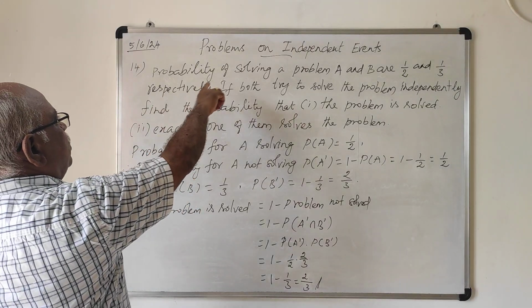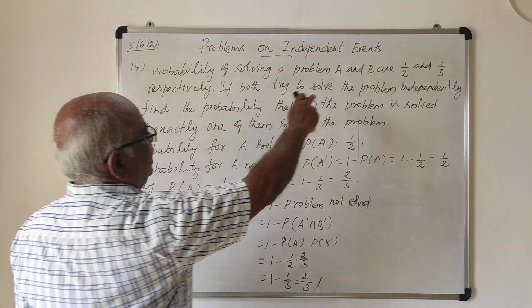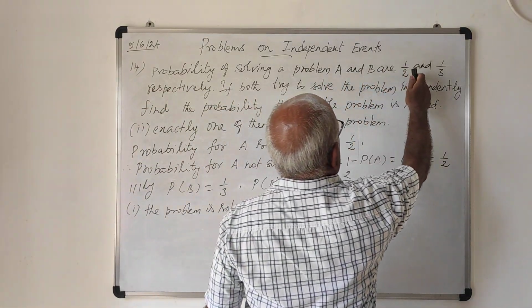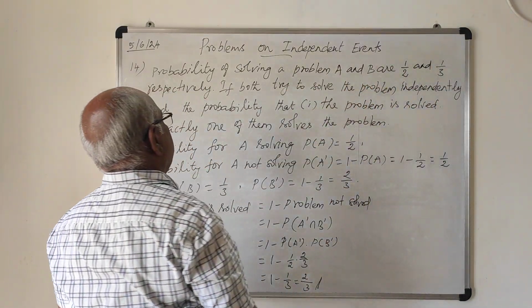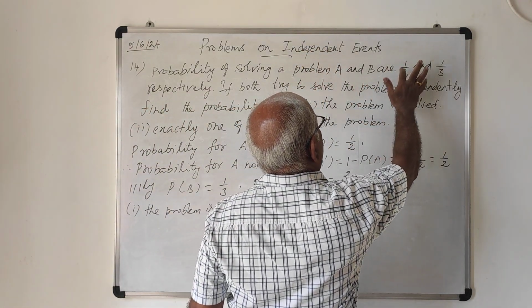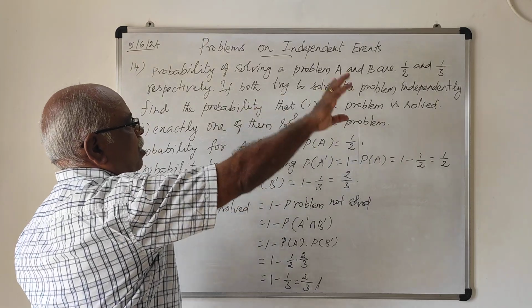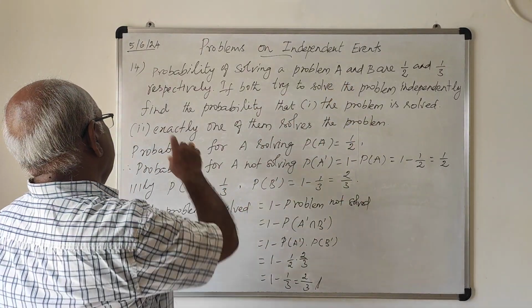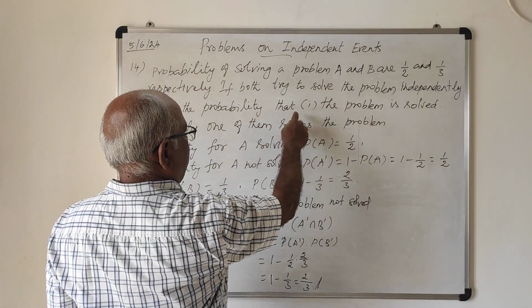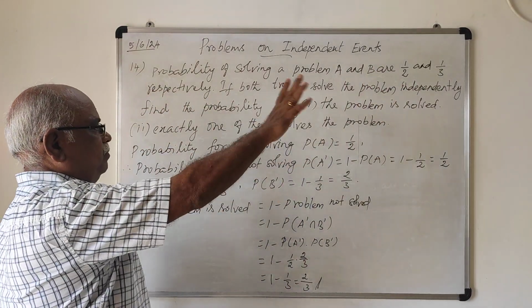The problem is about the probability of solving a problem by A and B. The probabilities of two individuals A and B solving a problem are given as 1 by 2 and 1 by 3 respectively. If both try to solve the problem independently, find the probability that, first, the problem is solved, and second, exactly one of them solves the problem.